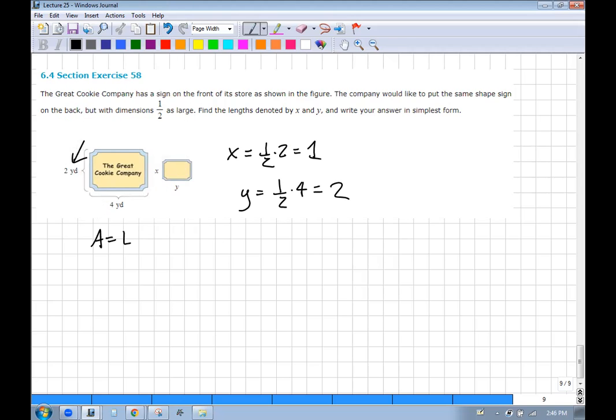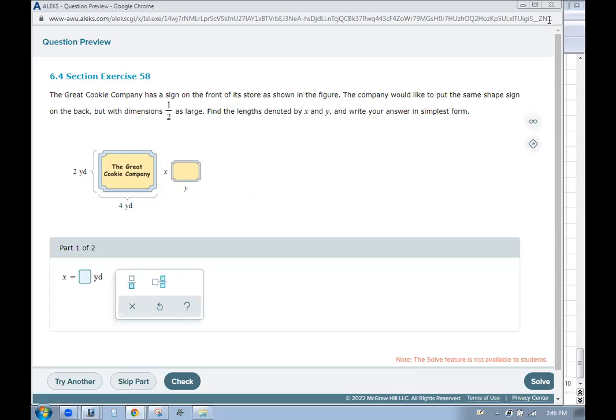Area is length times width, right? So if you replace length with half and width with half, you got length times width over 4. That's your old area over 4, right? I'll call this area prime for the second area, or I should call it A1 and A2. Let's see, 4.